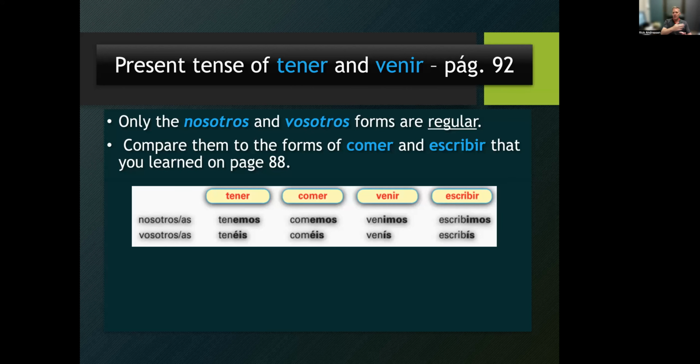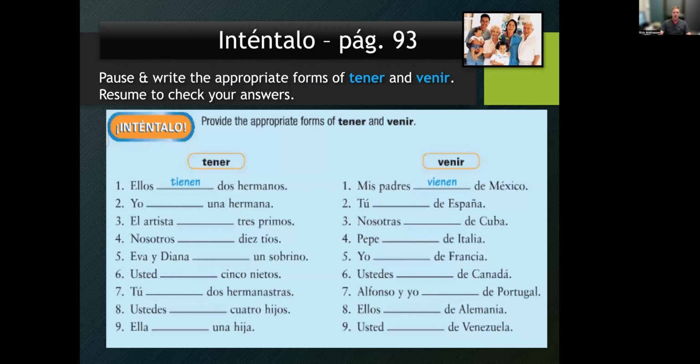So regular, just like the other ER and IR verbs that we looked at so far. So again, pause here, number your paper 1 through 9 for tener, number your paper 1 through 9 for venir, and go through and write the form. Go back, look at the notes. This isn't a quiz, right?